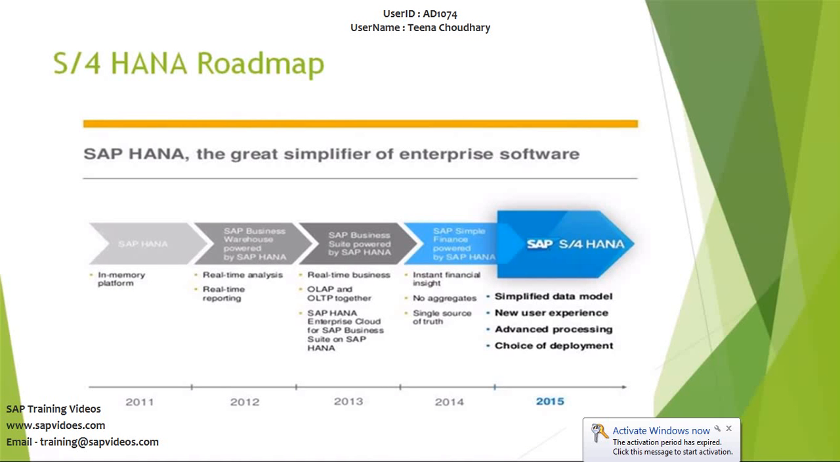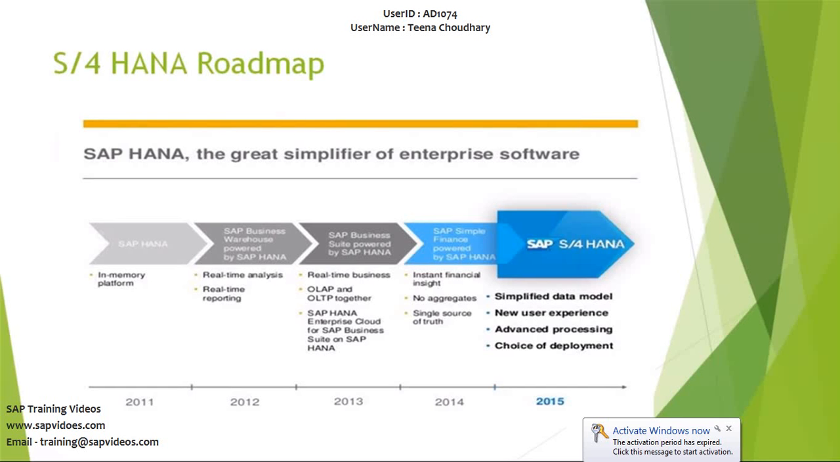But then in 2012, SAP also came up with SAP Business Warehouse powered by SAP HANA. If you talk about SAP HANA in 2011, this was only supporting ECC. So you could change the database from the current database to SAP HANA in your ECC. In 2012, it was also possible to have the SAP HANA database for the BW component also.